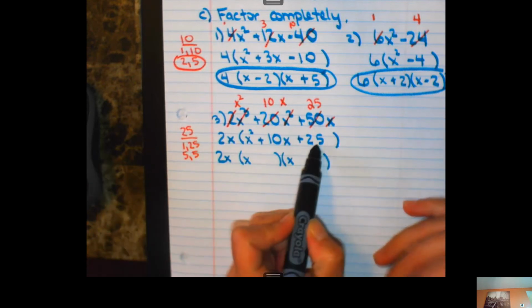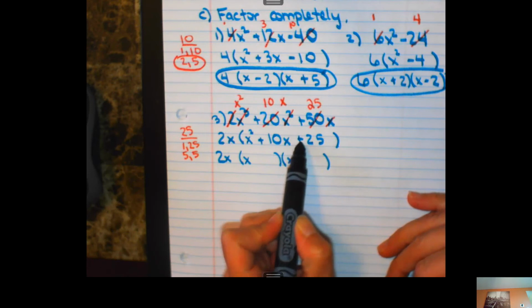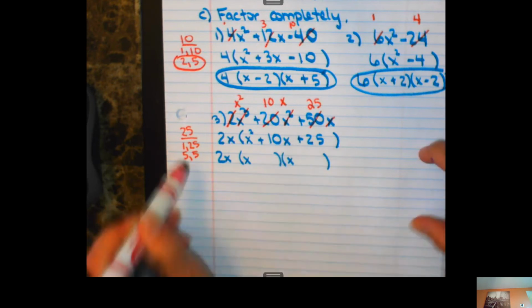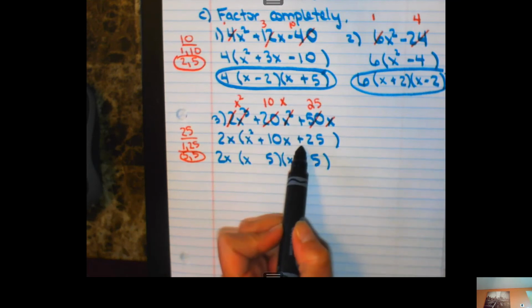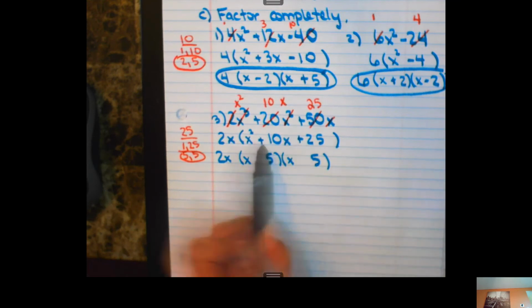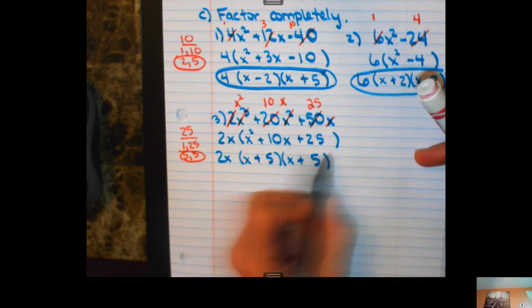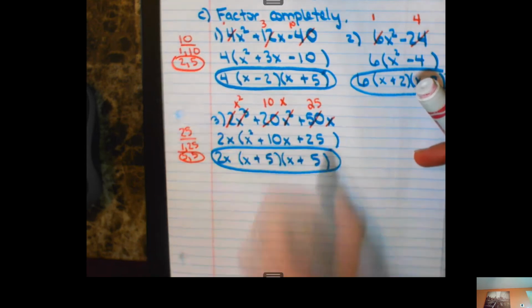So we want factors of 25 that add up to 10. Well, the only pair that adds up to 10 is 5 and 5, so I'm going to put 5 and 5 here. Since we're adding, we need the same sign, and because it's positive 10, they're both positives. So there's our factored answer.